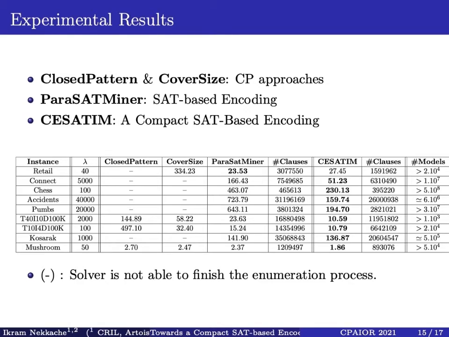No restart or conflict analysis are performed, and a simple backtrack is performed after each conflict or when a model is found. We compare the performances of our approach called CSAT-IM against Parasat Minor and two CP approaches, namely closed pattern and cover size. And we use different minimum support thresholds.